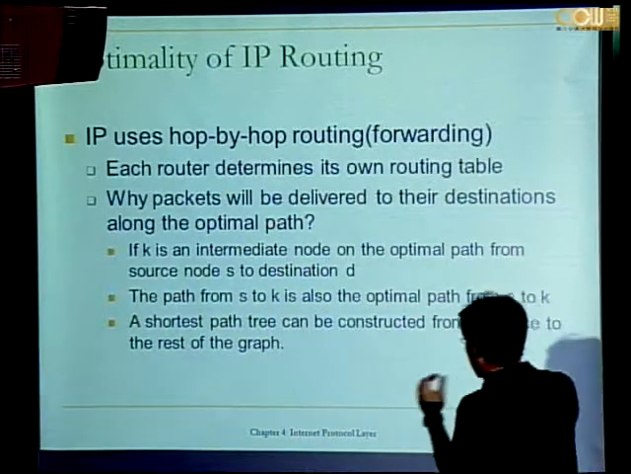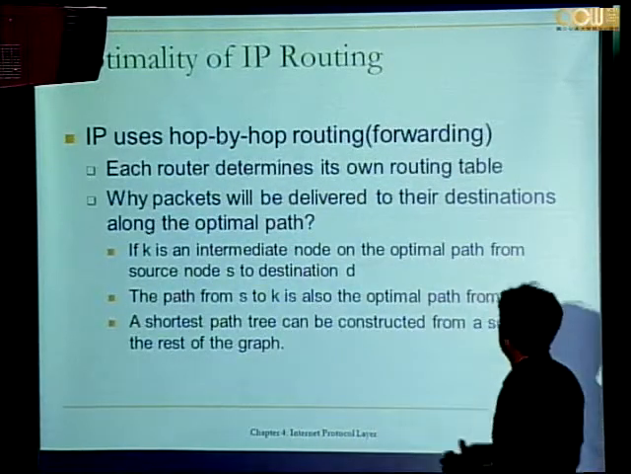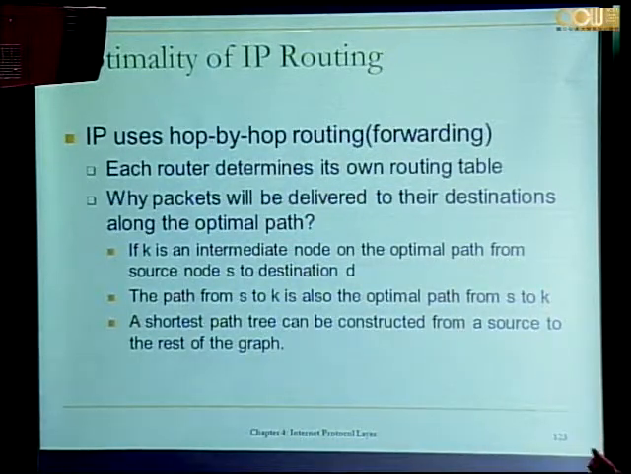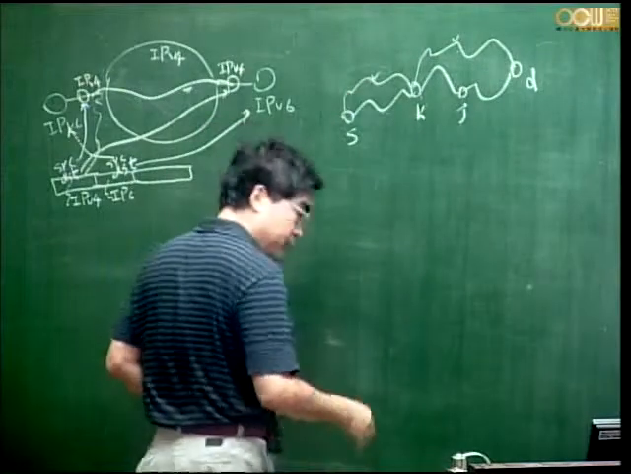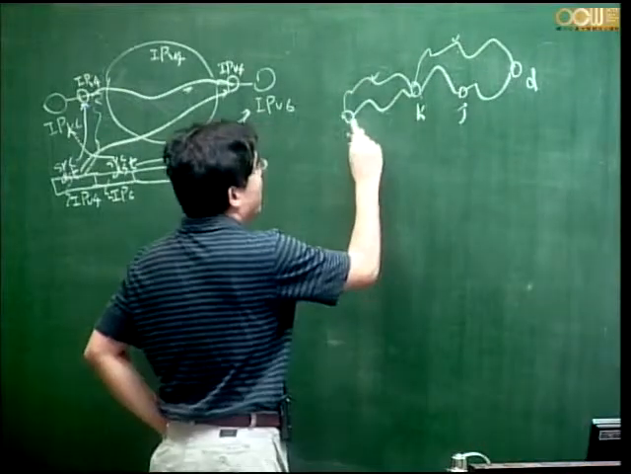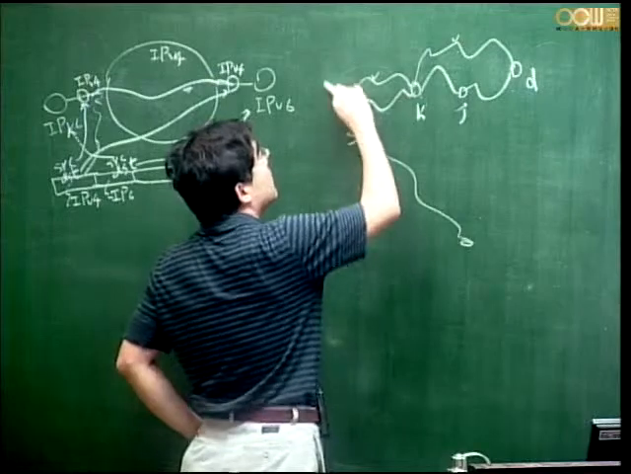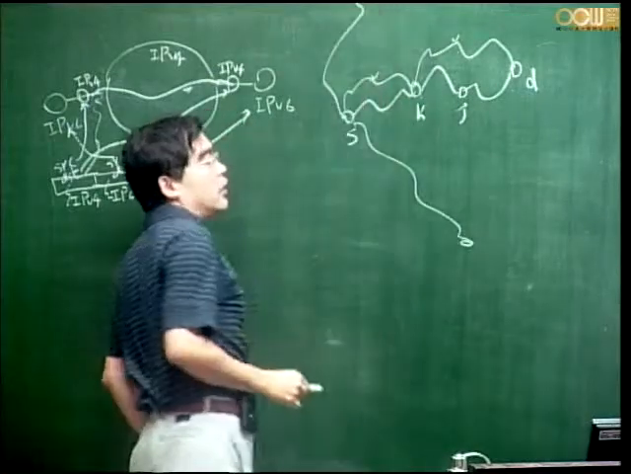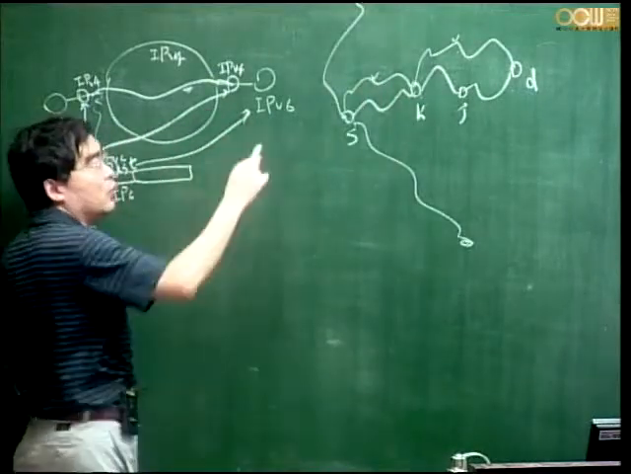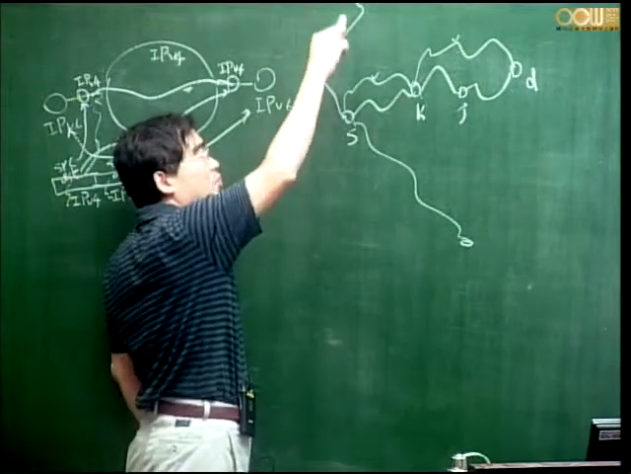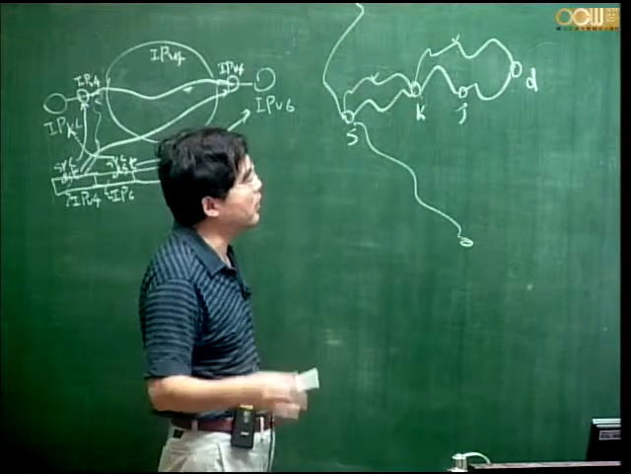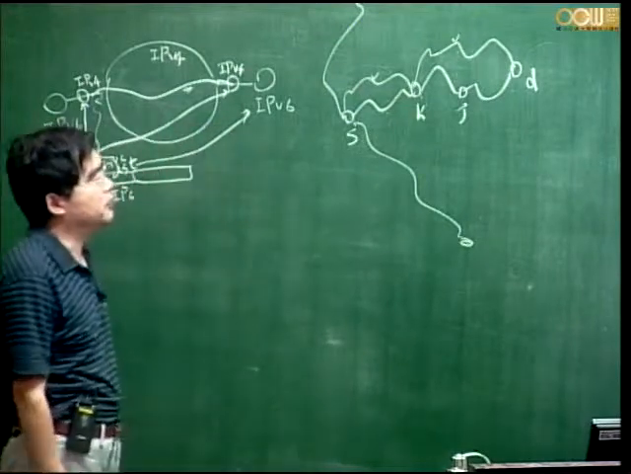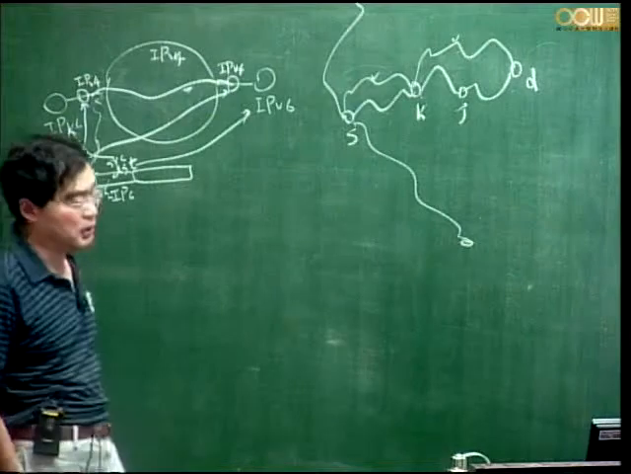So it says that a shortest path tree can be constructed from a source to the rest of the nodes. So if I have this optimal path to many other destinations, then I would form a spanning tree, a shortest path spanning tree that will span to many nodes.